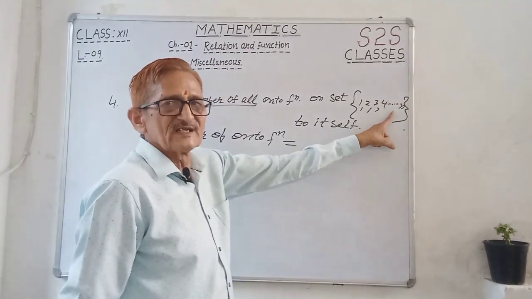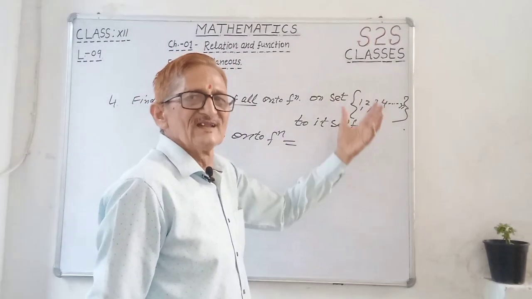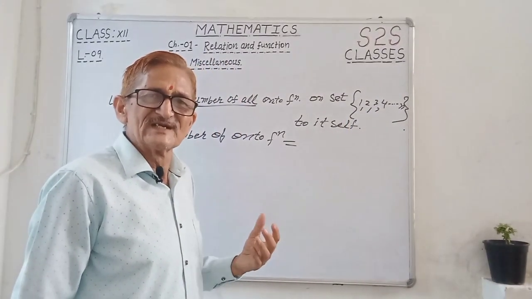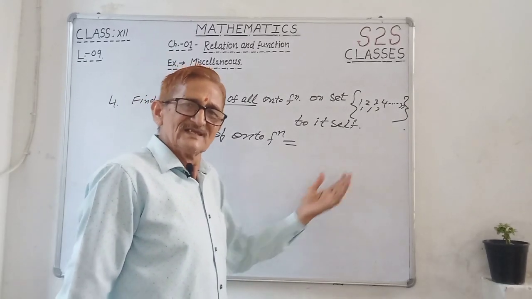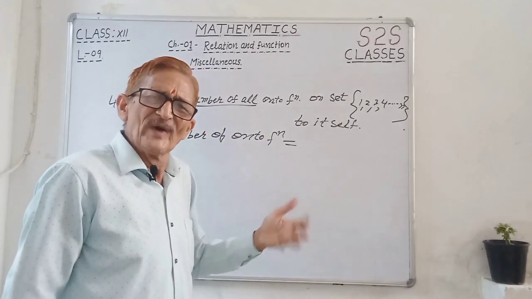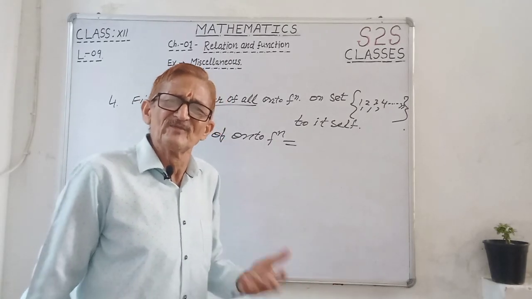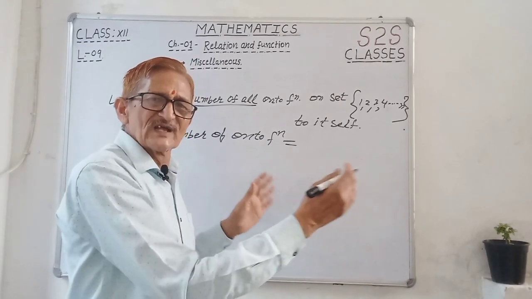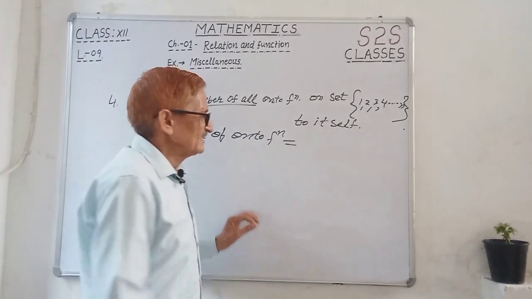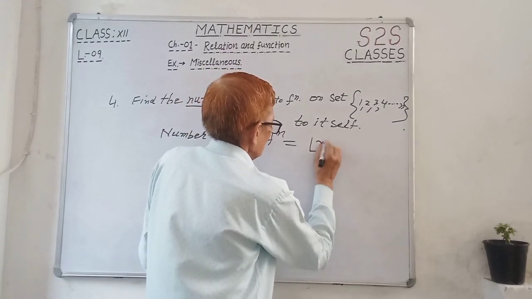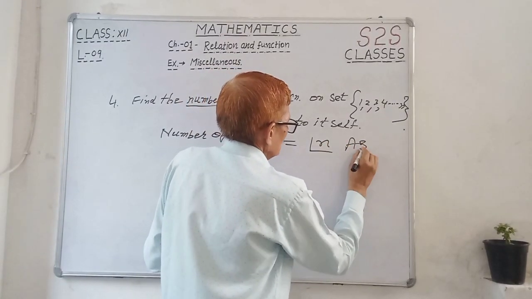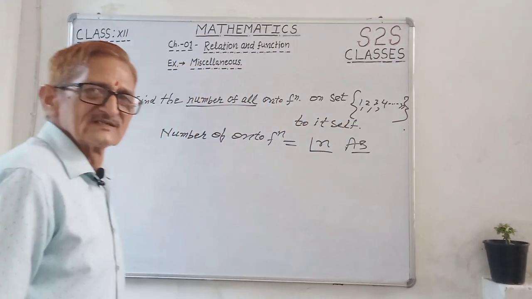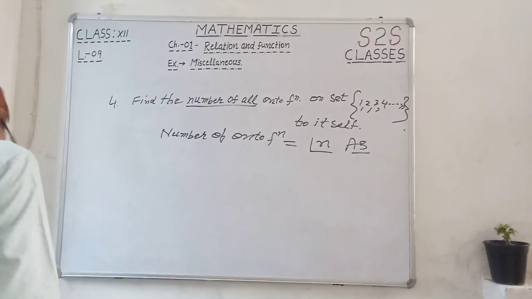Why? Because an element taken one time, and again one less element taken, that also will be a function. Again one less element taken in this set. So then how many different onto functions can be made? Factorial n. n is the number of elements here, and factorial n means this always will be factorial n. Direct question: we have to write how many elements are there, that much factorial will be the onto functions. Okay.